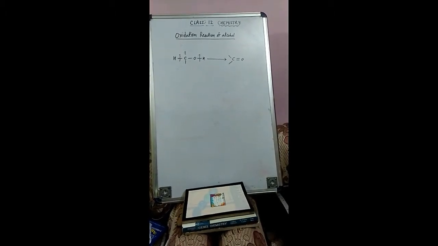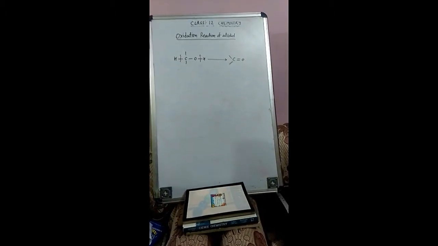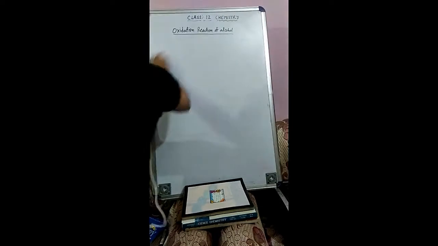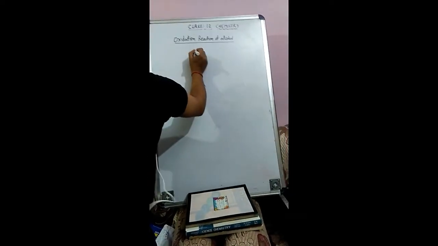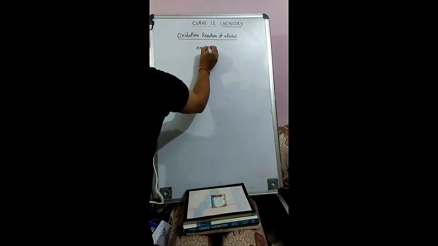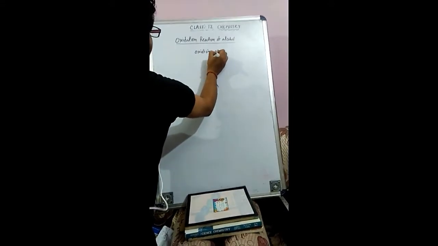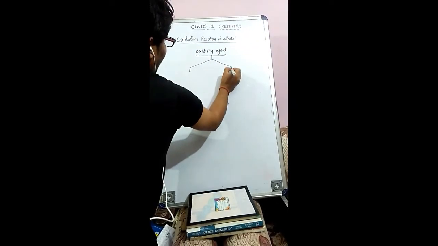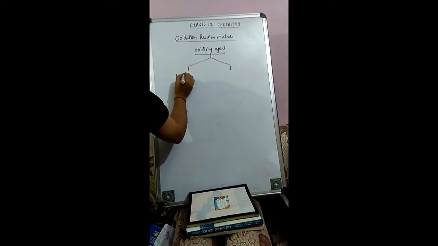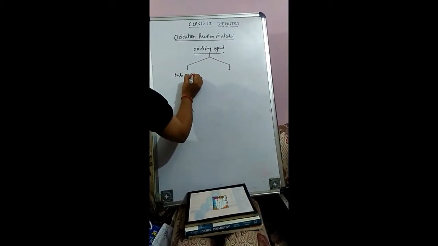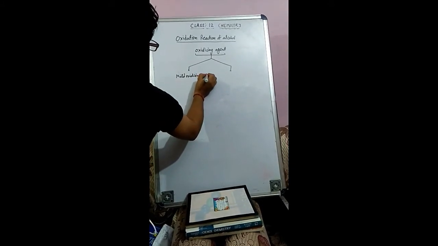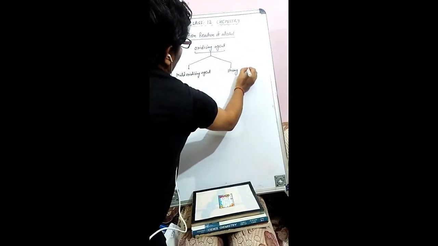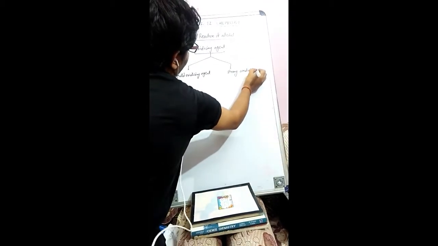Now during the oxidation reaction, we use an oxidizing agent. There are two categories of oxidizing agent. One is the mild oxidizing agent, and the second is the strong oxidizing agent.